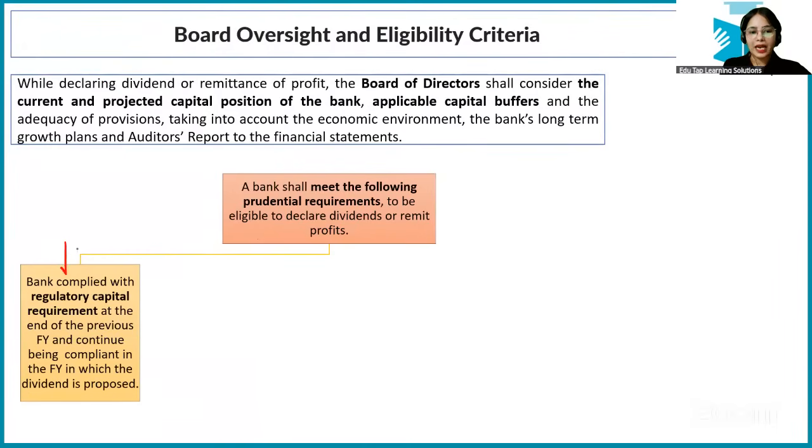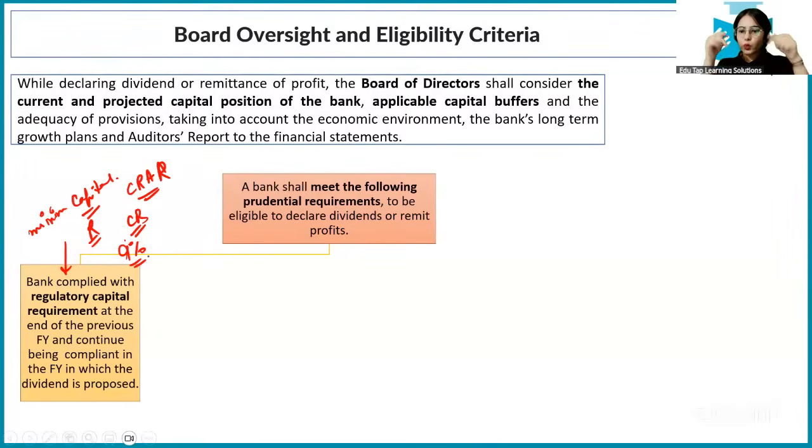So basically, the bank has complied with the minimum regulatory capital requirement. Means this is the minimum capital that the bank has to maintain. Everyone, what is the minimum capital that the bank has to maintain? What is the minimum capital risk weighted asset ratio? What is the minimum capital requirement for the commercial bank? Very fast. What is the percentage? 9%. Very good.